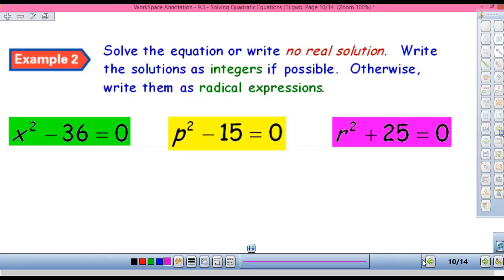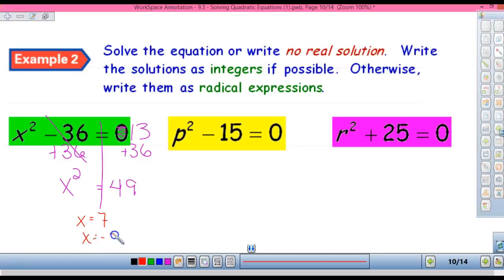Okay, let's say that this is 13. So what would I do? What do I have to do here? Same thing. I'm going to add my 36 to the other side. X squared equals, we just do what's over there, 13 plus 36. Okay, so now x equals 7 and x equals negative 7.